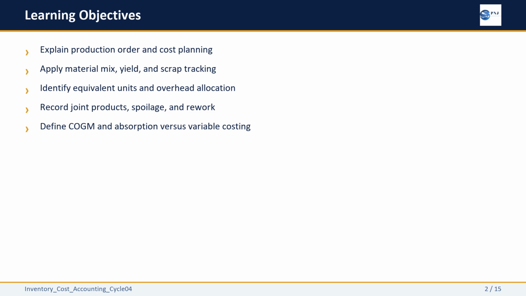Here is where we are headed. By the end of this section, you will be able to explain how a production order kicks off cost planning and apply the concepts of material mix, yield, and scrap as raw materials hit the floor. You will identify how equivalent units solve the problem of half-finished work and how labor and overhead get allocated, including the difference between over-applied and under-applied overhead. You will record the treatment of joint products, byproducts, spoilage, and rework. And finally, you will define the cost of goods manufactured statement and the crucial distinction between absorption and variable costing. That is a lot, so let us get moving.